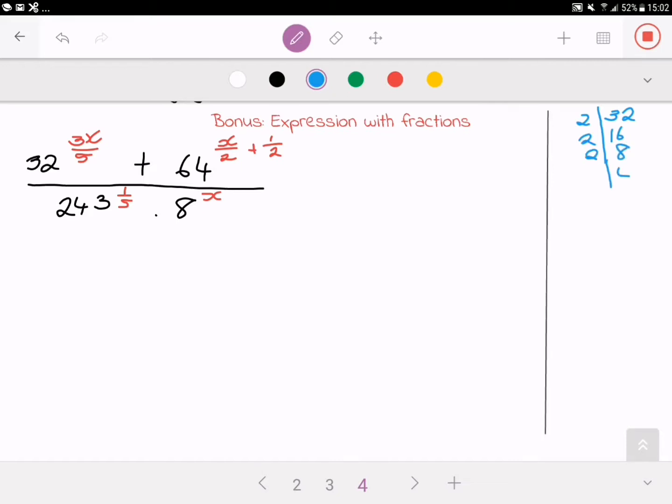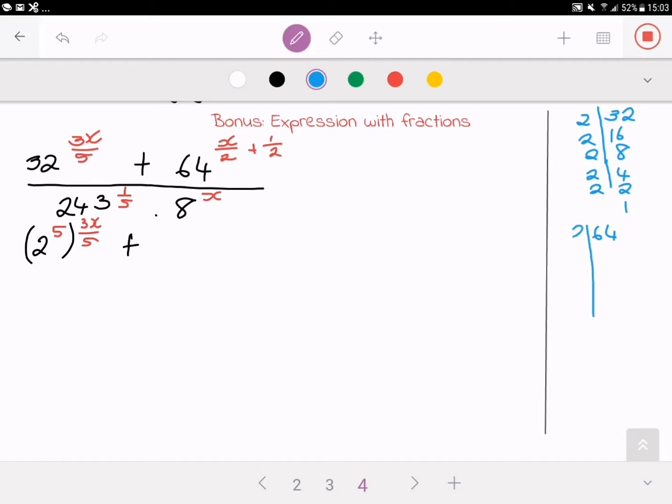For the 32, if we divide by 2, we'll see that it ends up being 2 to the power of 5. So we write that inside a bracket to the power of 3x over 5. Then we say plus. Then we break up the 64 into its prime factors.